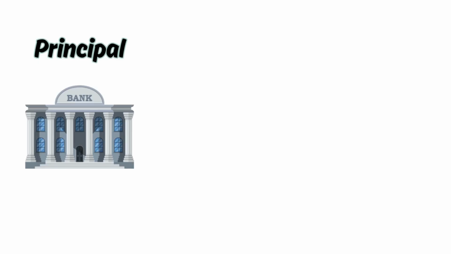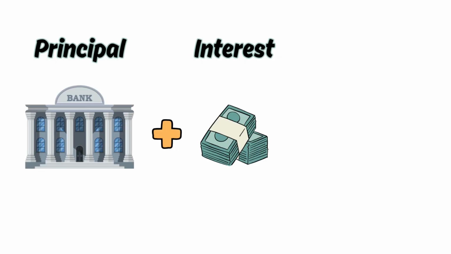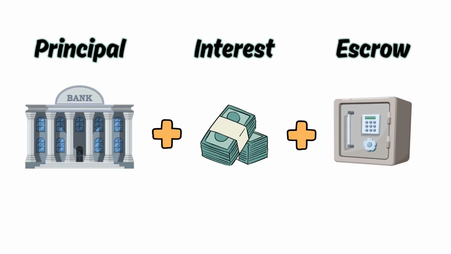Principal is a payment used to reduce the loan balance. Interest is the cost of borrowing money from the lender. Escrow is a special savings account used to pay taxes and insurance. Each of these needs to be tracked separately in QuickBooks to keep your financial reports accurate. We're going to set these accounts up once, and then monthly payments become easy.